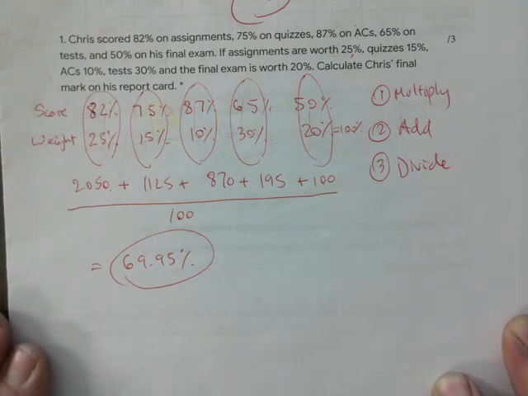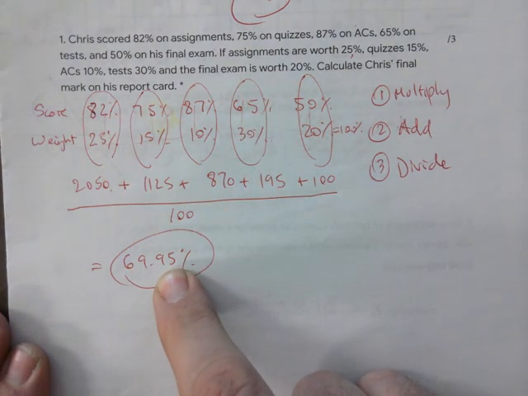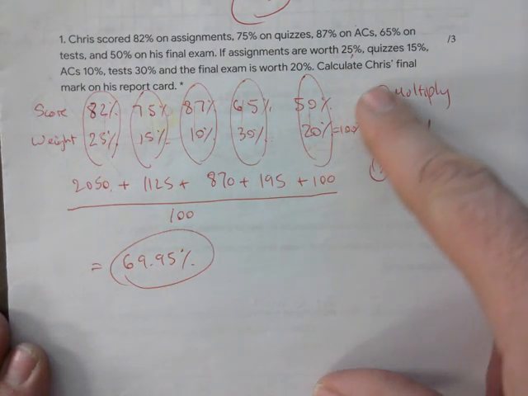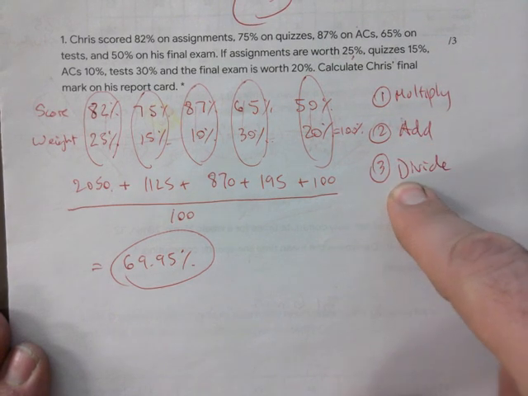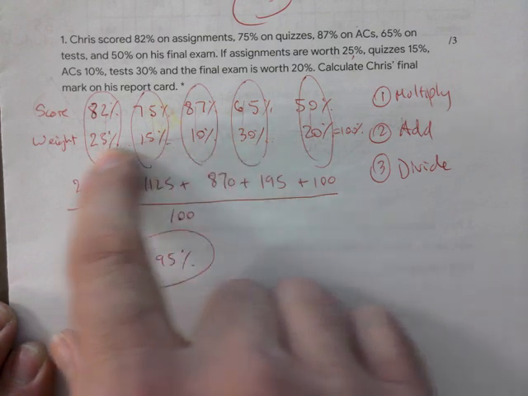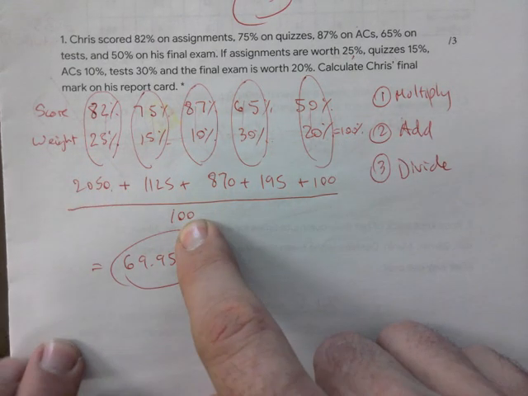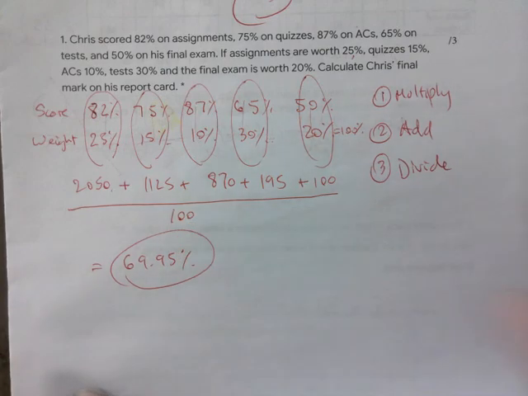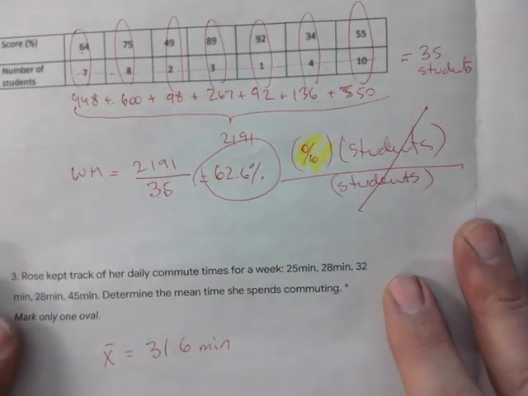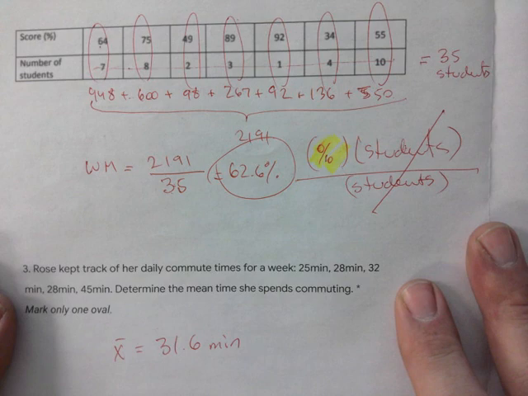But yeah, this was supposed to be 69.95 or almost 70. Look at what I do here: multiply, add, divide. This one category did add up to 100, so I knew bingo. I will just have to divide by 100 when I'm done adding everything up. Okay. Then here, same. Most of you got it right.